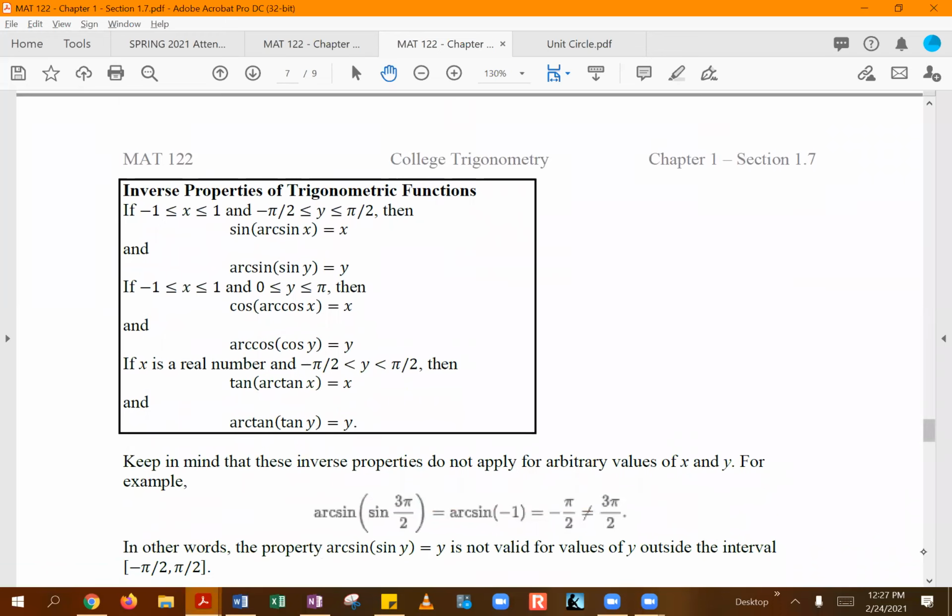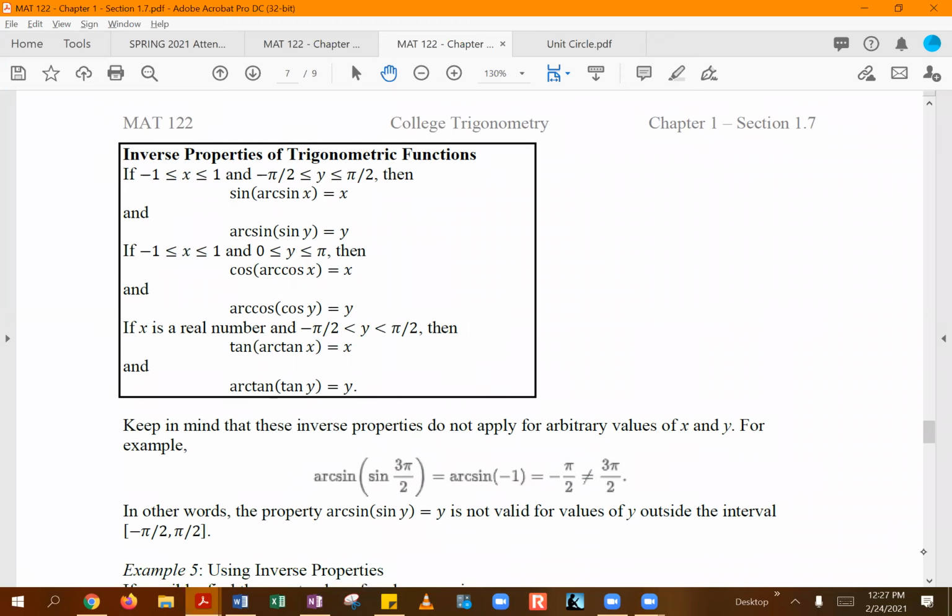So they're actually using that same property to help us solve some of these expressions. The idea is as long as your x value stays between -1 and +1, your y value stays between negative pi halves and positive pi halves, and this is for the arc sine function. Then when you do a composition between sine and arc sine, whatever x value you started out with, that's the same x value you will end up with.